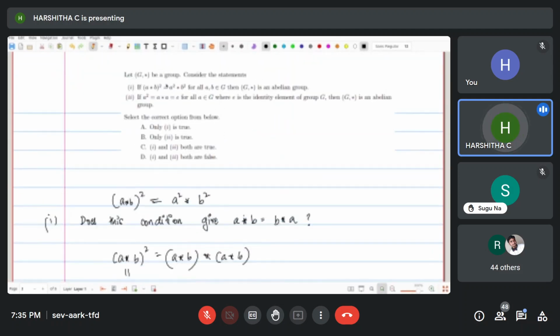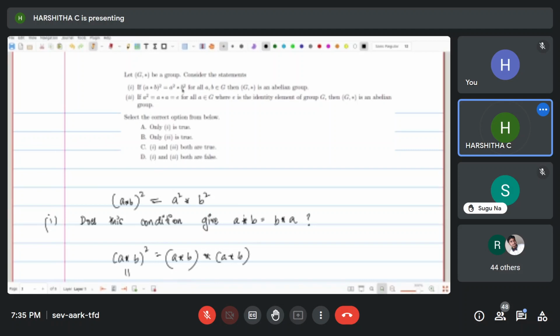So what does part 1 say? If (A star B) whole square equals A square star B square for every A and B in the group, then it is abelian. And here what do we have? We have A square equal to E. So what is (A star B) the whole square? This is again an element of G, the group, right? So by the condition given, every element of the group, when squared, is equal to identity. So this is equal to identity.